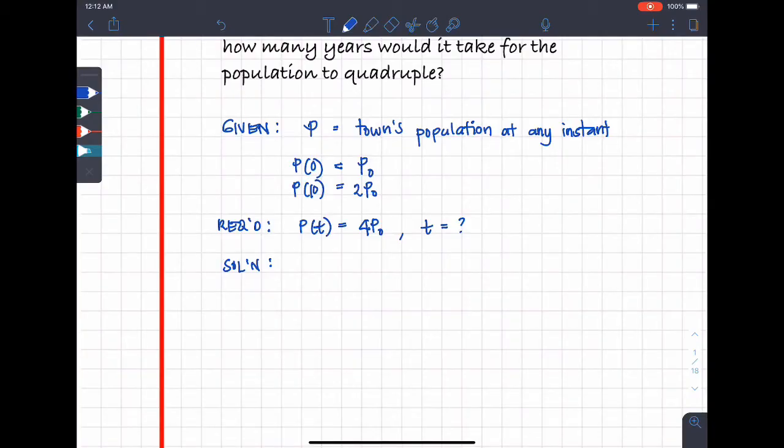Since P is the one that we are using, our formula would be P equals C e raised to kt. Okay, so that is our formula. Now the population at any instant of time is equal to C e raised to kt.